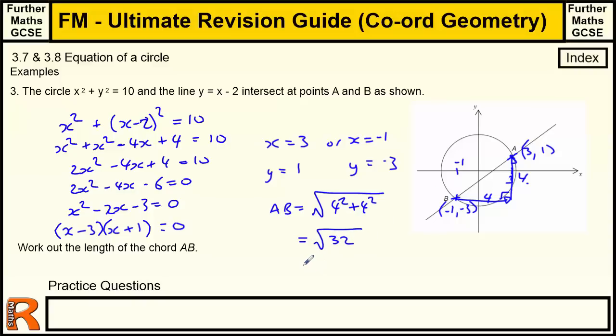32 is not a square number, so we could simplify it. It doesn't say to do anything special here. We could leave it as root 32, but it's neater if we realise that this is just 16 times 2. And so we've got the square root of 16 times the square root of 2, which is 4 root 2.